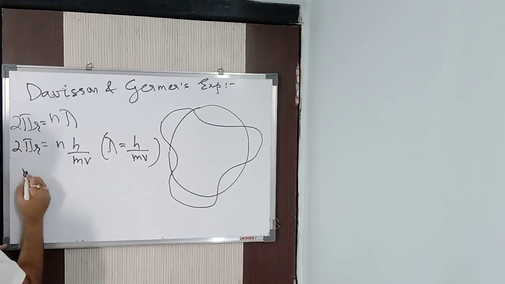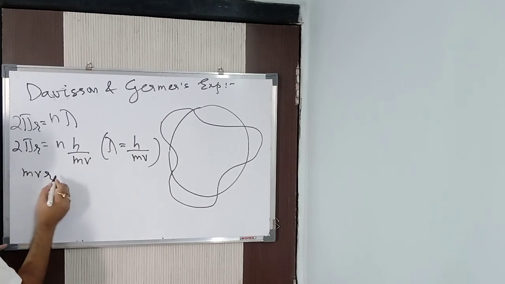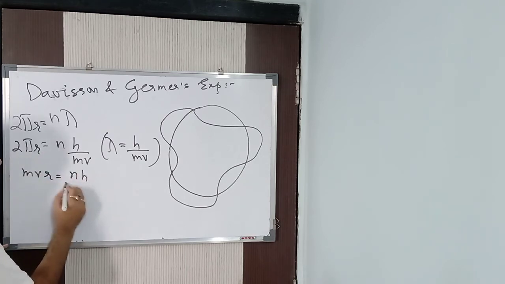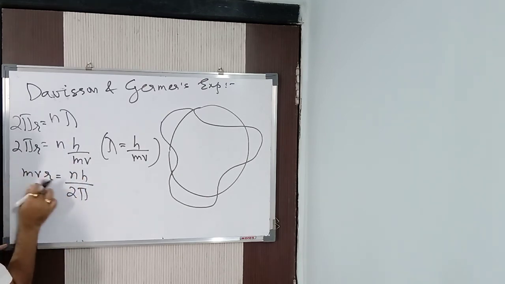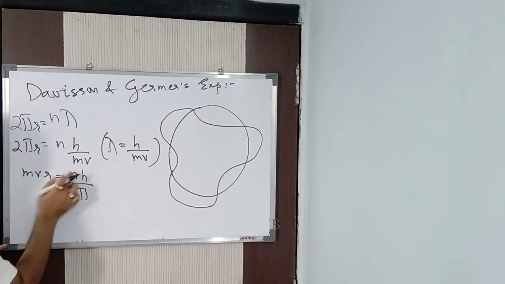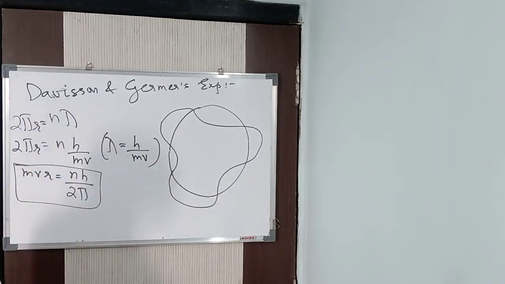Now what we do is take mv and multiply it across. So what will we get? mvr. And here we get nh. And 2 pi we can bring down. Yes or no? mv into r, so mvr. 2 pi will come down, so nh by 2 pi. So we got it: mvr is equal to nh by 2 pi. This was not explained by Niels Bohr; it was explained by de Broglie. So de Broglie explained this concept: mvr is equal to nh by 2 pi.